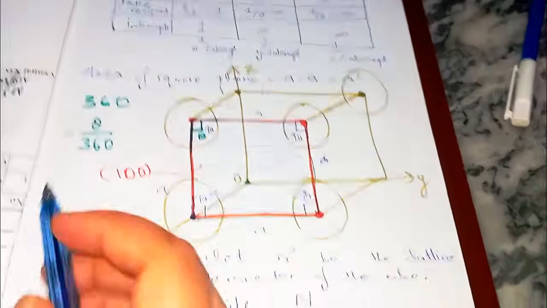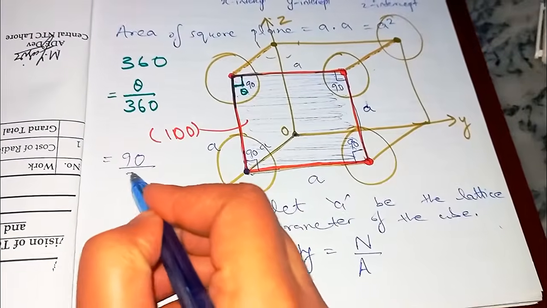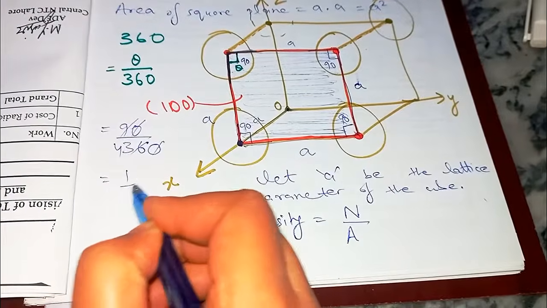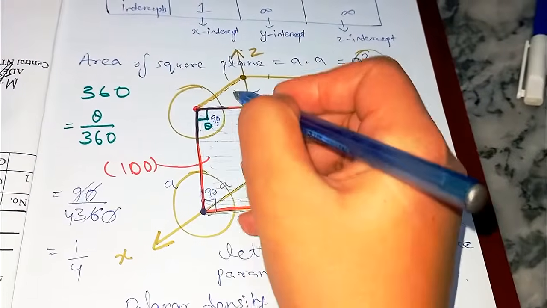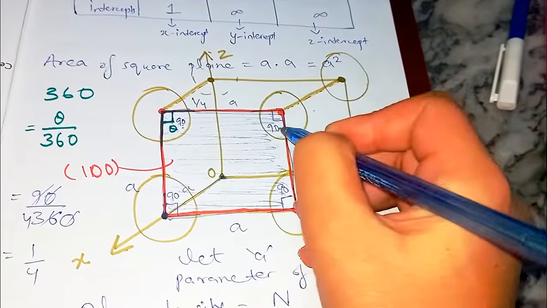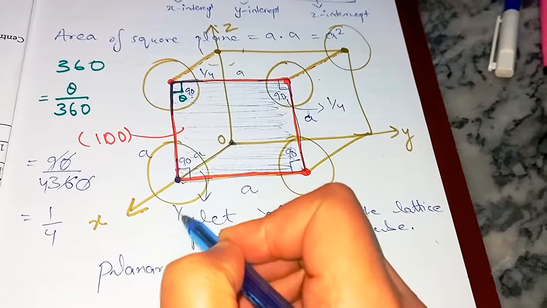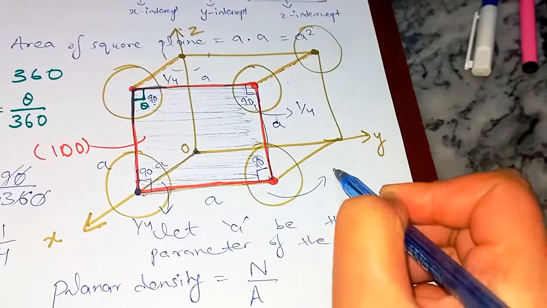So what you have to do is divide 90 by 360, and you get 1 by 4. So this atom's contribution to the plane is 1 by 4. This atom's contribution to the plane is 1 by 4. 1 by 4 by this atom as well, and 1 by 4 by this atom as well.